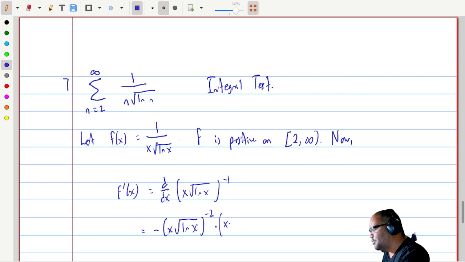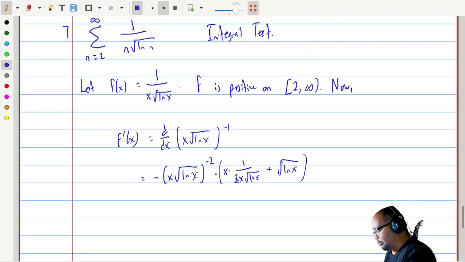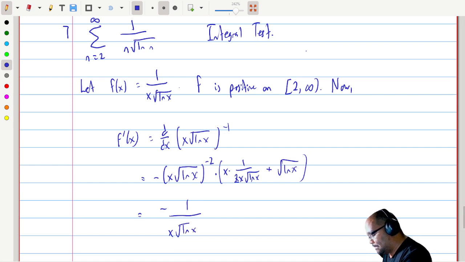Square root of log x, the derivative is 1 over 2 square root log x. So, well, 1 over 2x square root log x. That's some power rule, a product rule nonsense. Plus second times the derivative of the first. So there's a lot here. Well, when I square that, I get x squared log x down there. And then we'll have 1 over 2 square root log x plus square root of log x.